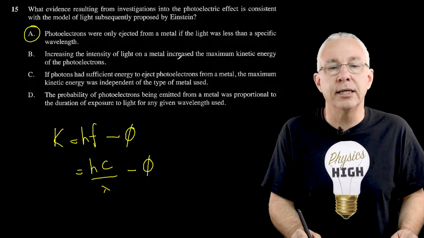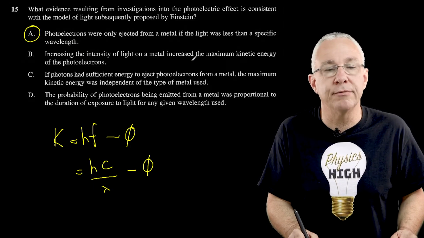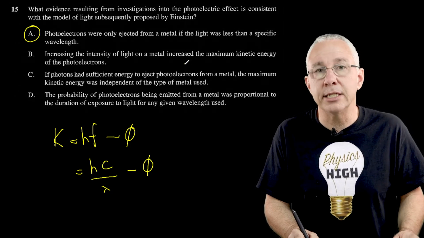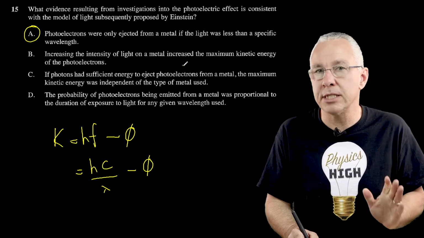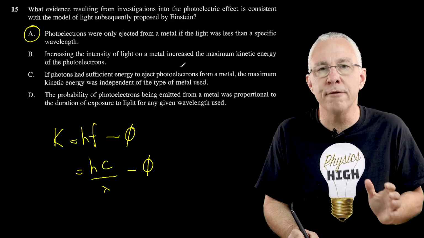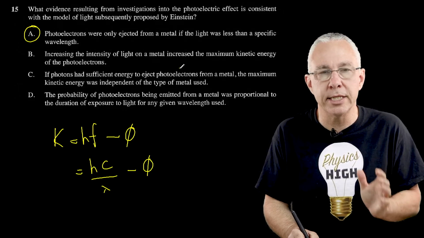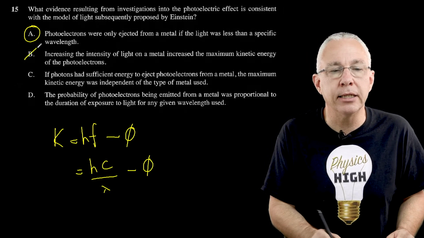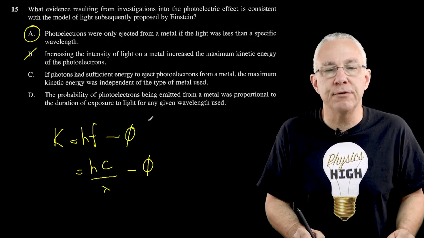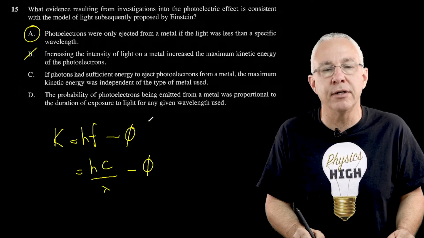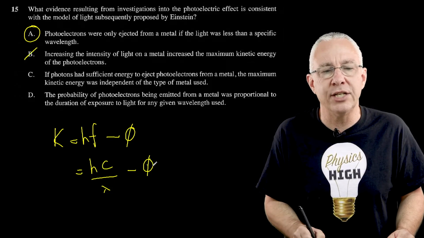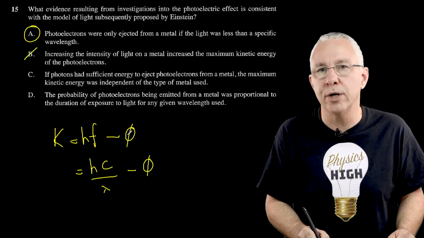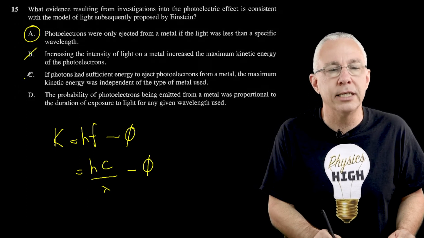Increasing the intensity of light on the metal increased the maximum kinetic energy of the photoelectrons. The critical point here is that this is all about the quantum nature of light, and increasing the intensity of light for the same frequency results in more photoelectrons being emitted, all with the same kinetic energy. So B is incorrect. C. If photons have sufficient energy to eject photoelectrons from a metal, the maximum kinetic energy was independent of the type of metal used. Well, if I have a different metal, I have a different work function, and the kinetic energy clearly is related to the work function in the initial scenario, so C is incorrect.